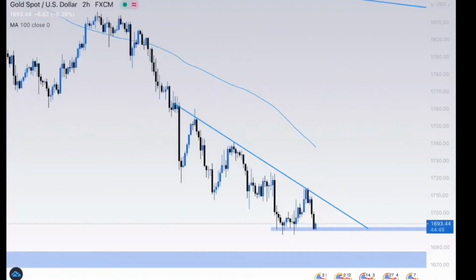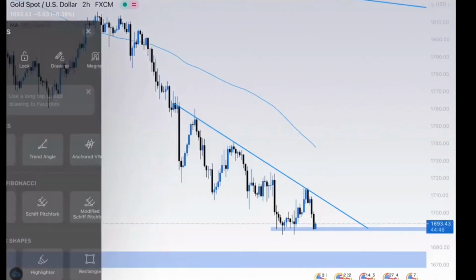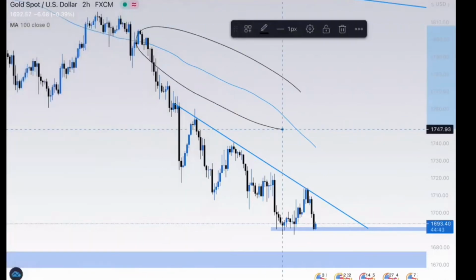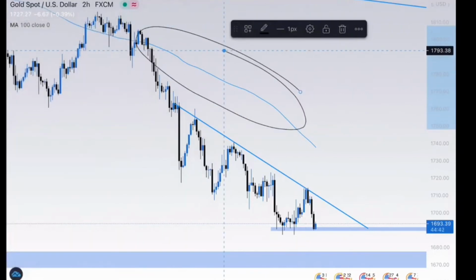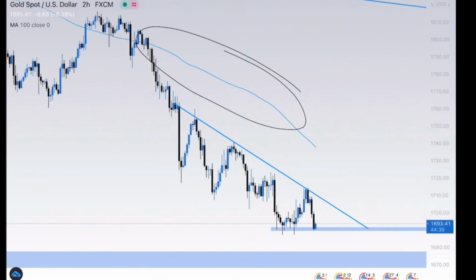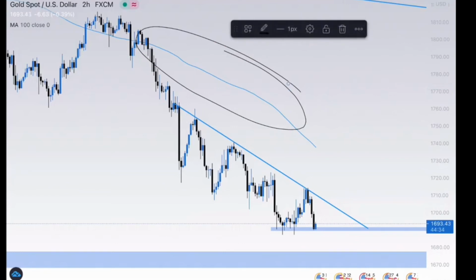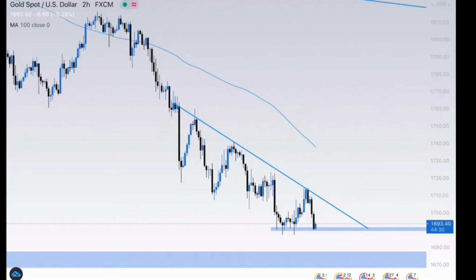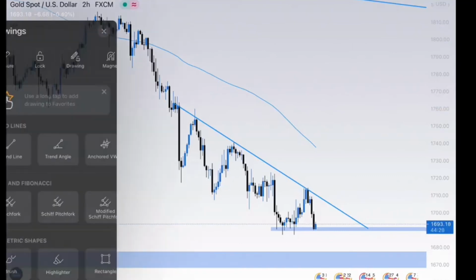So now that we've determined our bias, which is sells, we're below the moving average, which is what we like to see. And we've also got plenty of touches on our trend line, indicating that it's still being respected and the trend wants to be continued towards the downside. So now what we need to do is look for some entries.